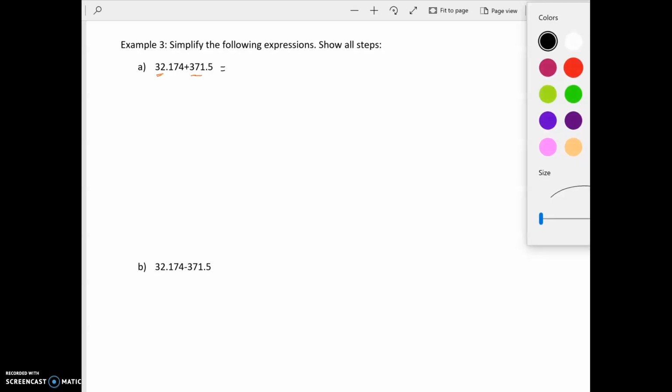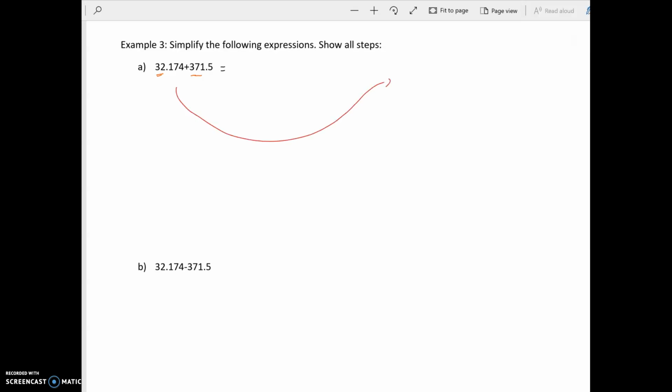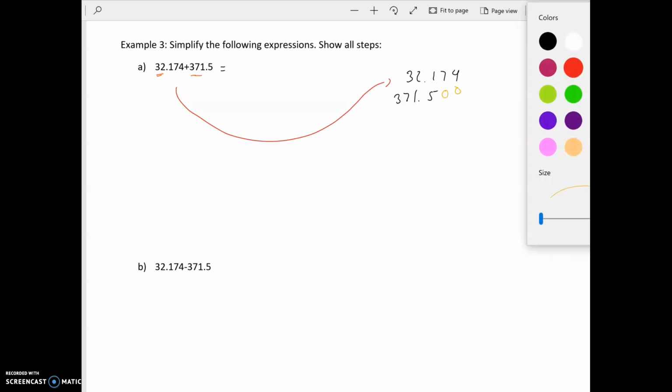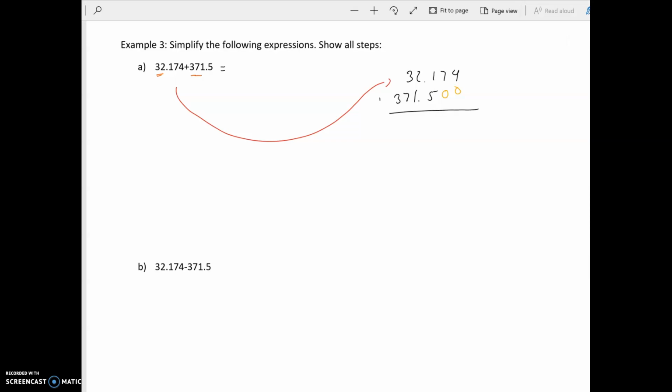So let me just use vertical form on the side. I'll just carry the actual sum on the side. And in this case, I'm just going to write it as 32.174 and then 371.5. I'm just going to add the zeros as placeholders. So the most important part on addition and subtraction of decimals is that you align them based on the place value. Now, this particular one is a simple addition.